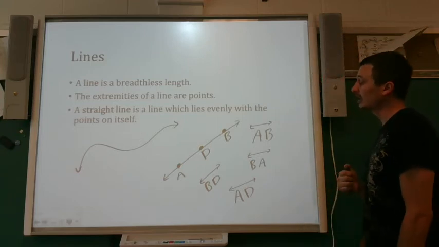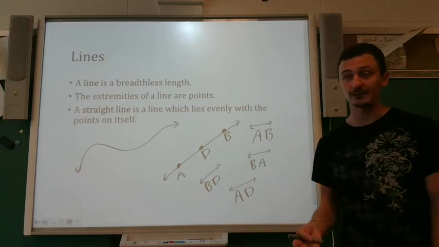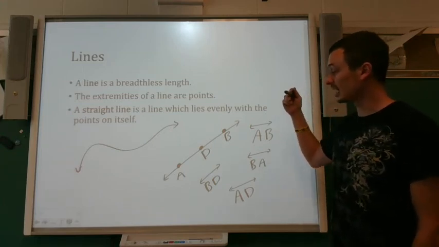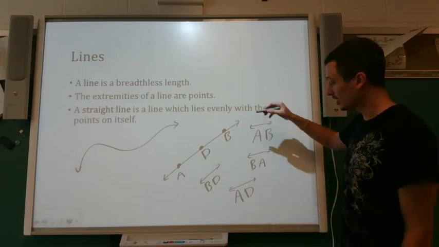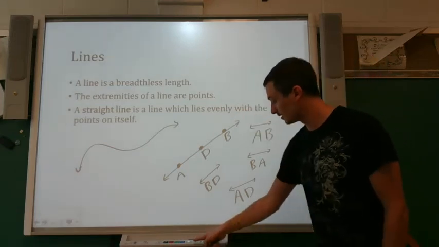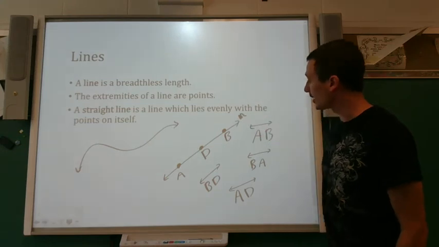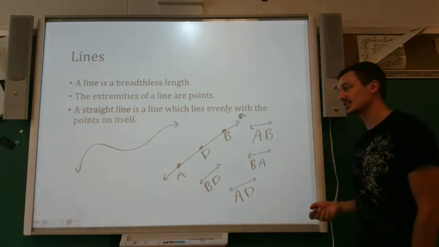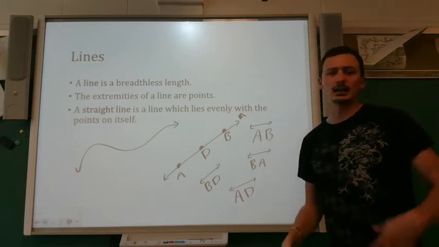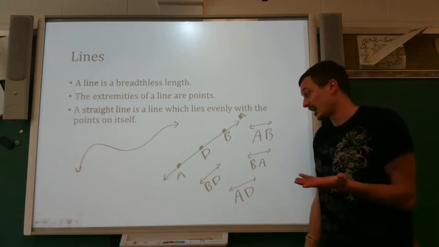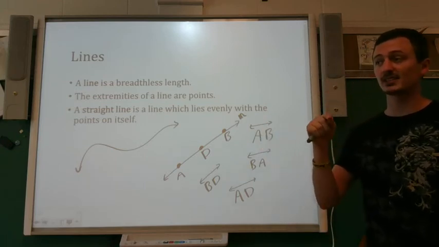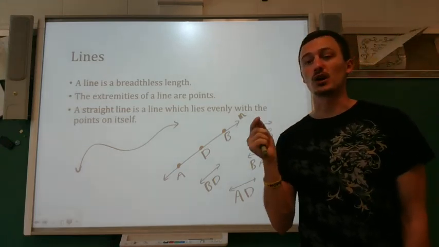Another way, if possible or if notated, lines are sometimes also named with lowercase cursive letters. So I could call this line L, or I could call this line M. Now, the tricky part with that is, unless that's written down on the diagram, if you just say, yeah, line L, I don't know what you're talking about. You can always name a line using two points. You can only use the lowercase cursive letters if it's drawn like that on the diagram.